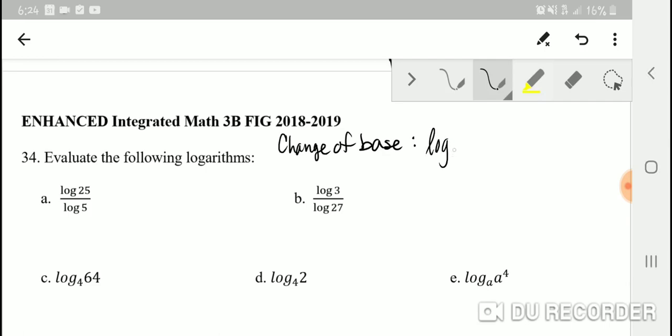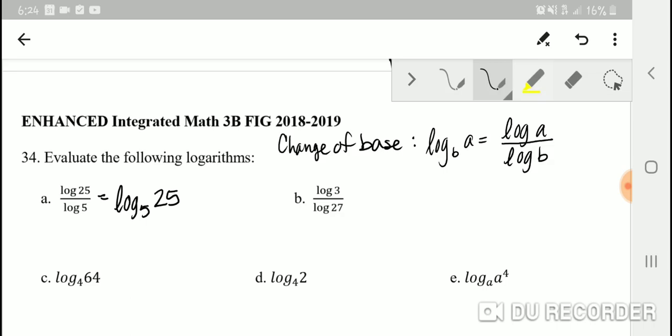So change of base just allows you to change things to base 10, or actually any base you want. Base 10 is the best for using calculators. But basically, whatever base you're coming from, you're going to put that on the bottom. So in this case, we want a base of 5 because 5 is on the bottom. So using the change of base, this would be equivalent to log base 5 of 25.